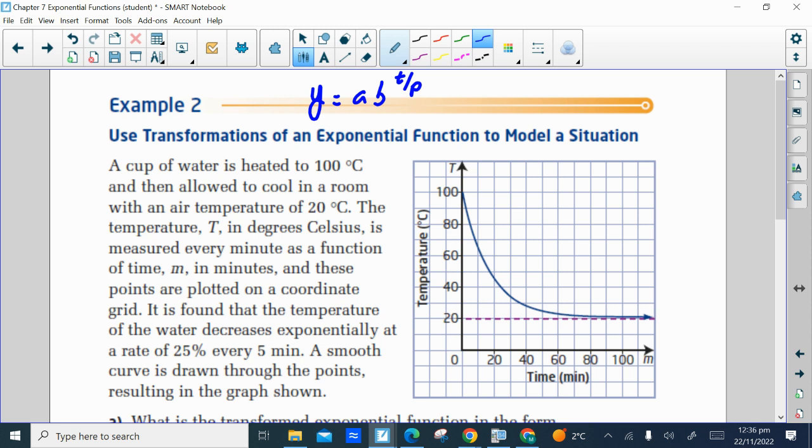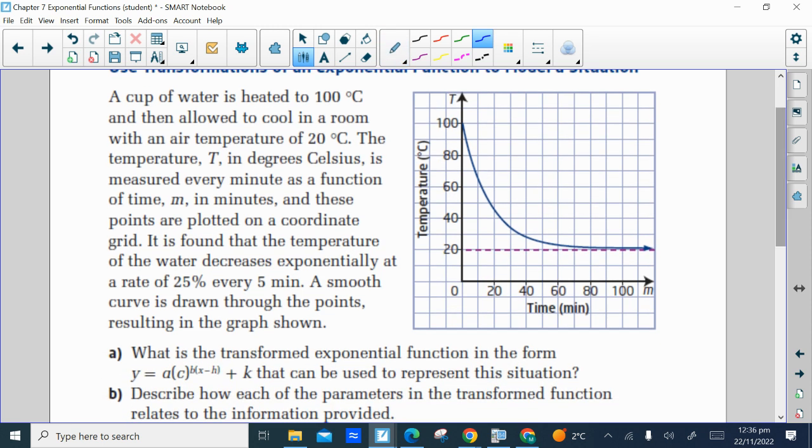This first example says a cup of water is heated to 100 degrees Celsius and then allowed to cool in a room with an air temperature of 20 degrees Celsius. The temperature T in degrees Celsius is measured every minute as a function of time m in minutes, and these points are plotted on the coordinate grid. It is found that the temperature of the water decreases exponentially at a rate of 25% every 5 minutes. A smooth curve is drawn through the points, resulting in the graph that is shown.